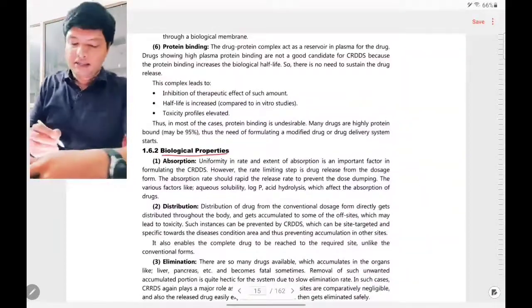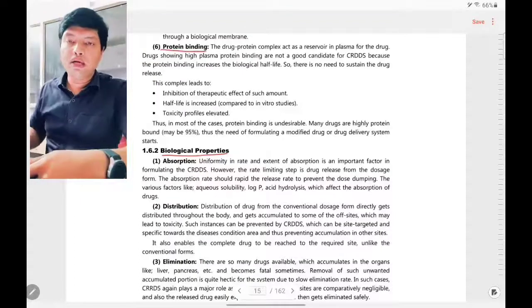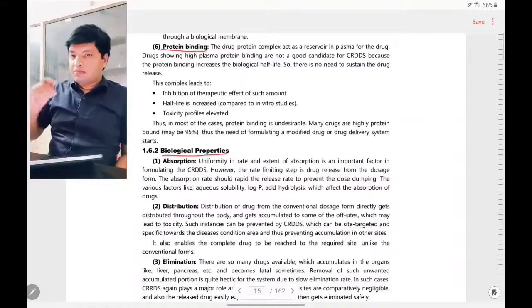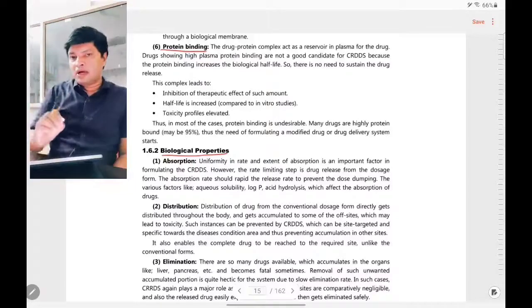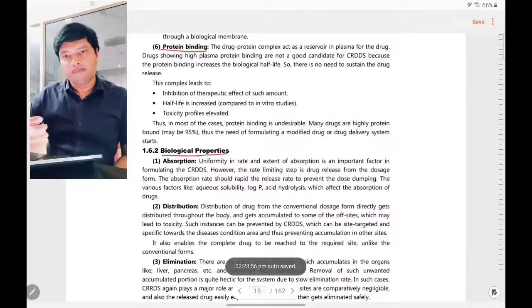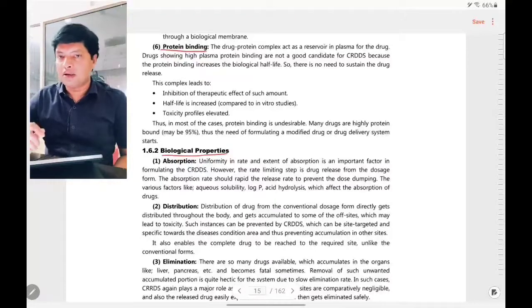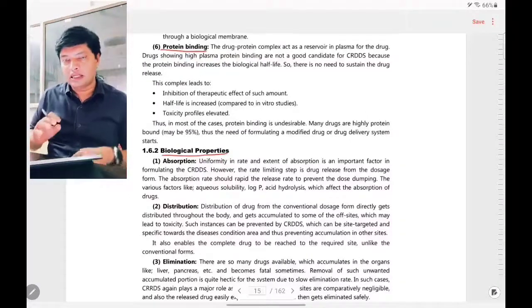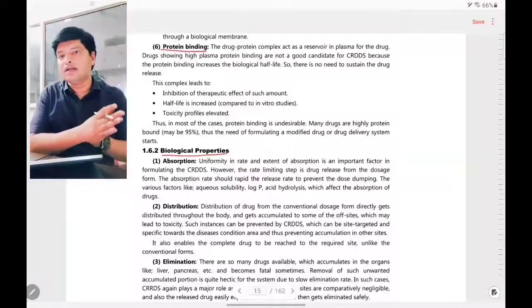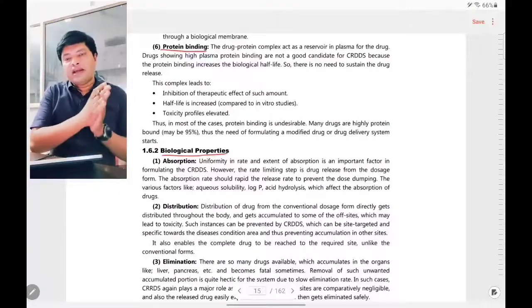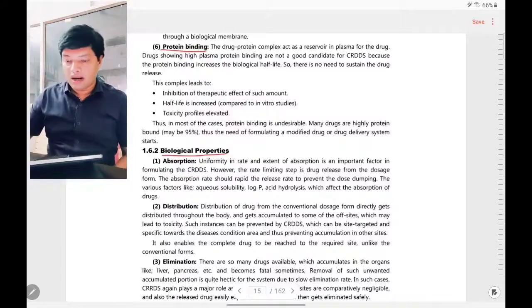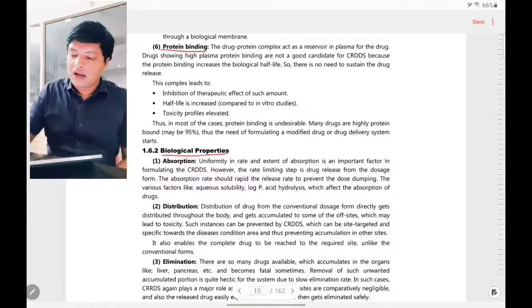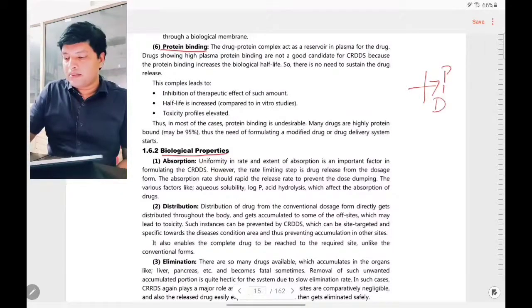Next is protein binding. I told you I can only control the release of the drug from the dosage form by using polymers and rate controlling membranes. After releasing, I assume that the drug has a normal protein binding property. If I assume that, only then will I design a controlled drug delivery system. If the drug has more protein binding, now what happens? When the drug passes through the membrane, it binds to the protein.